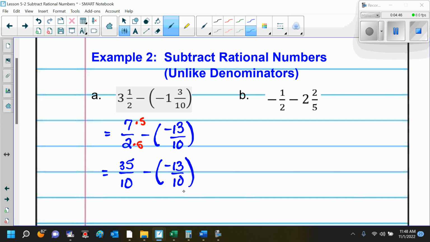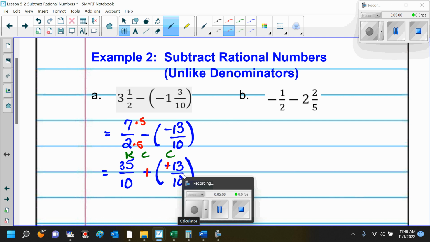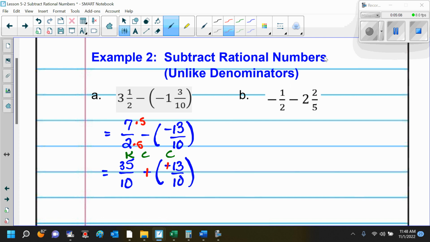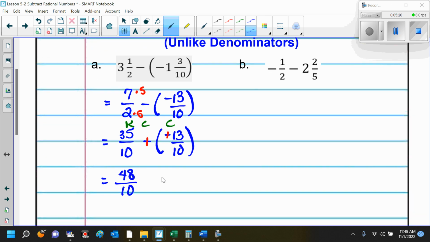And now we're going to follow our rules for integers. So we're going to keep, change, change. So the first fraction stays the same. The subtraction becomes addition, and the second fraction goes from negative to positive. So now we have a positive plus a positive. My answer is going to be positive. Very good. Still, 35 plus 13 is 48. So that's going to be 48 tenths.